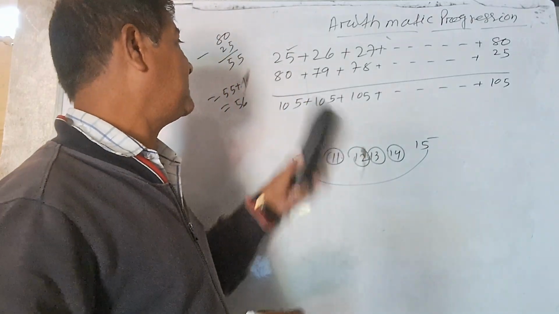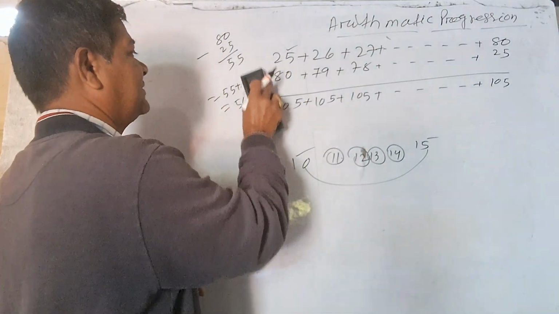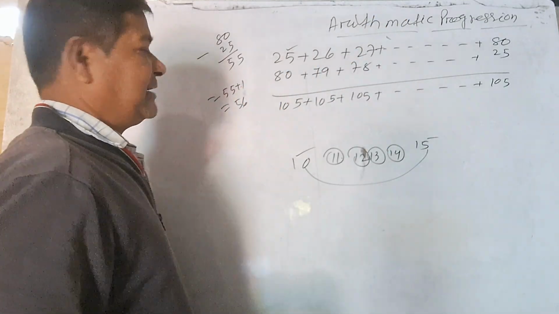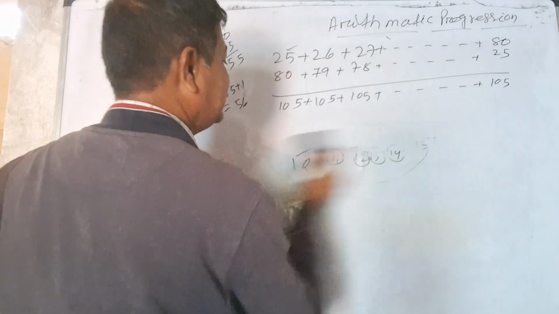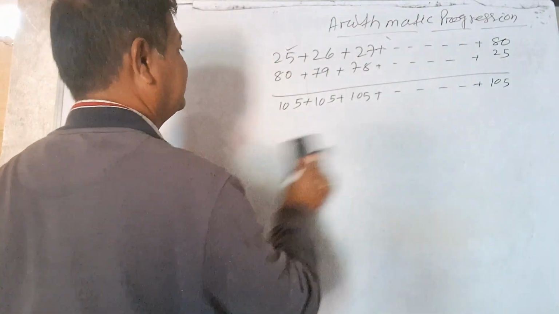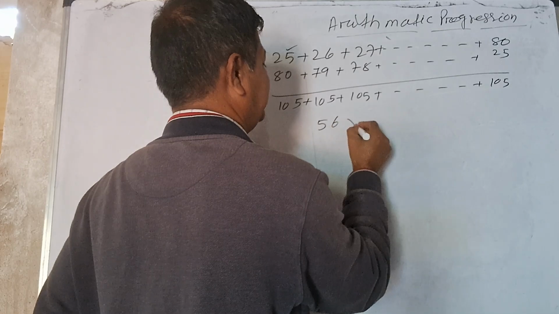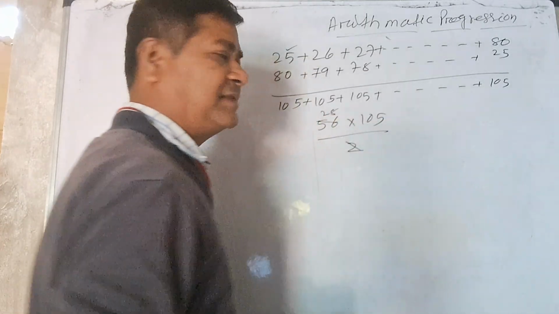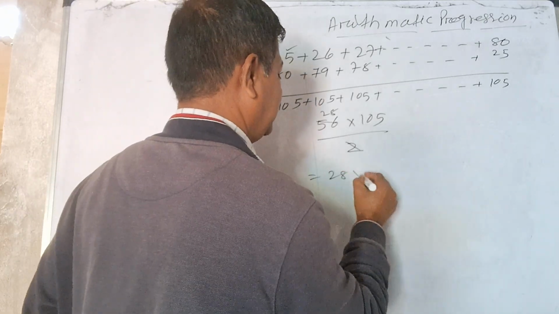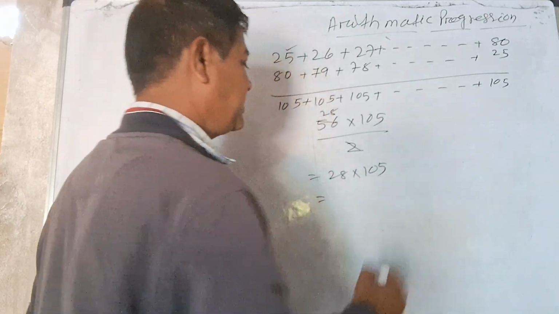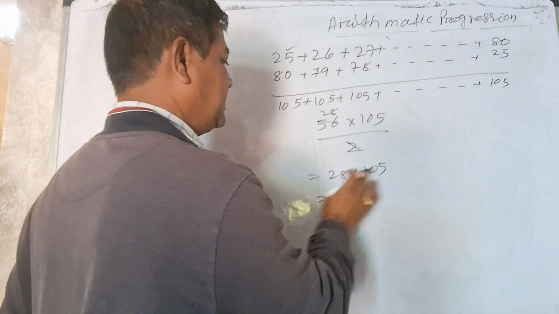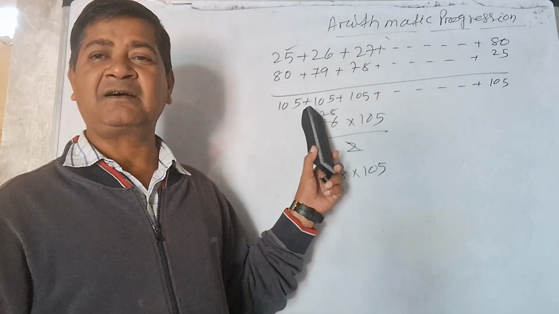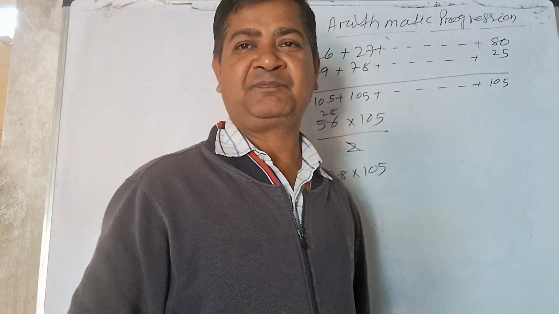Similarly, starting from 25 up to 80, it is 80 minus 25 plus 1. That means there are 56 numbers. 56 into 105 divided by 2. 56 cancels to 28. 28 into 105 is your answer. It is the easiest way to find the sum of these numbers.